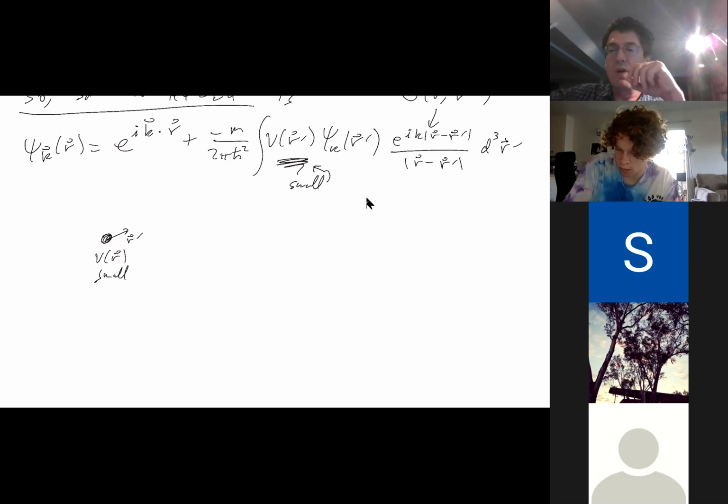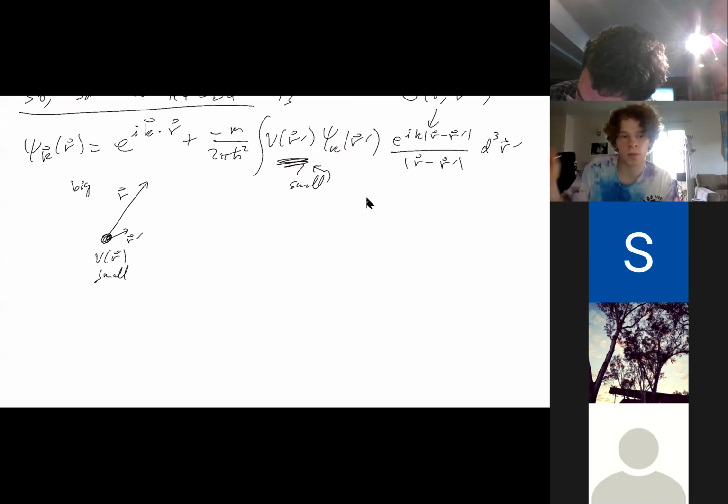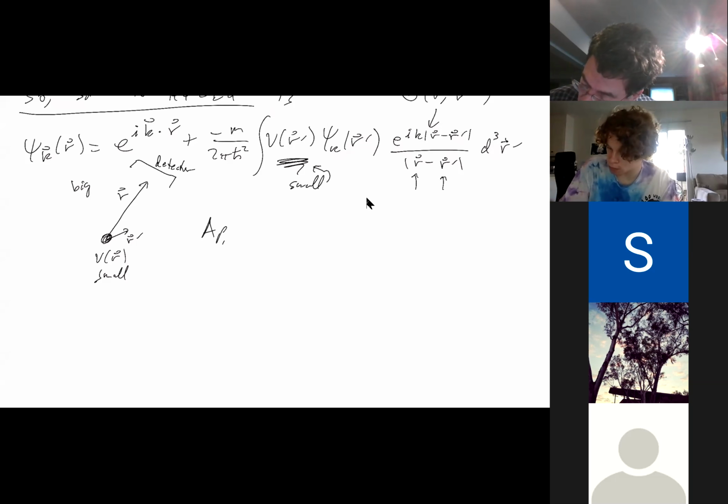But our detector is far away and big, so r prime is small, but r is big. Because our detector is typically very far away, in this integral we have both r and r prime coexisting, but now we're going to start making approximations. Our approximation is that r is way bigger than r prime, and that's typically a pretty good approximation.